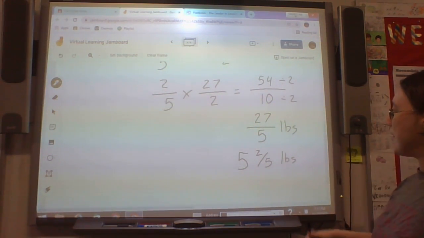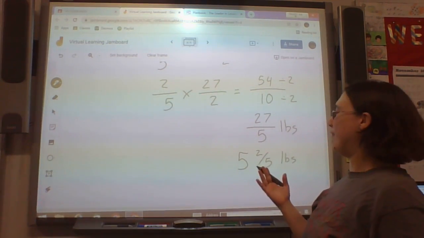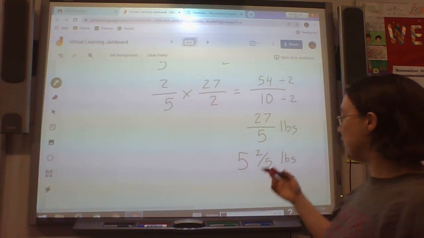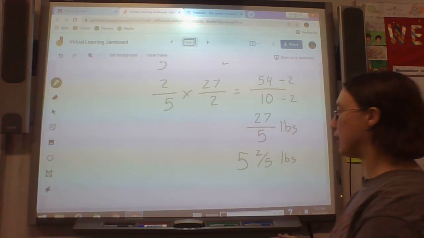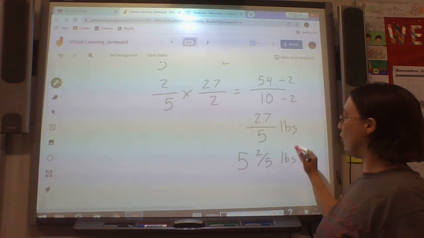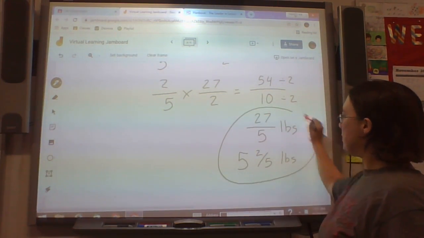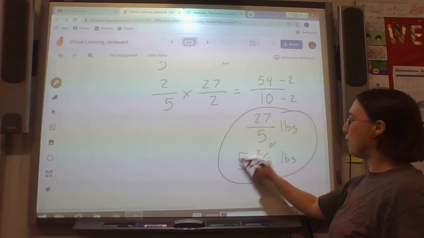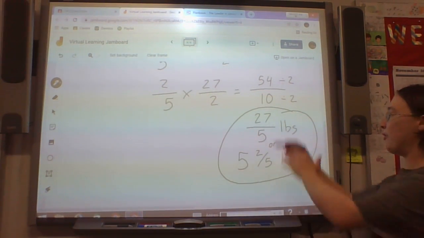Because I'm not sure off the top of my head, just looking at it, what's 27/5 of a pound, but if we turn that back into 5 and 2/5, we can see, okay, that's a little bit more than 5 pounds for the cat on Mars. So either one of these would be okay. This one makes a bit more sense. It is a little bit easier to look at, but this wouldn't be wrong.